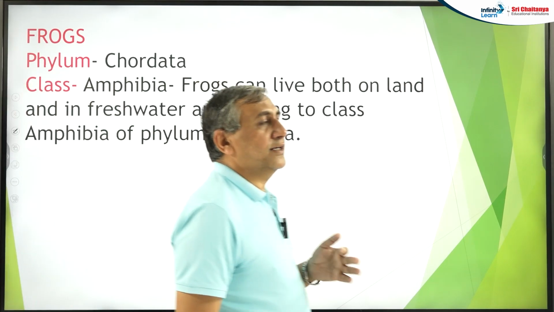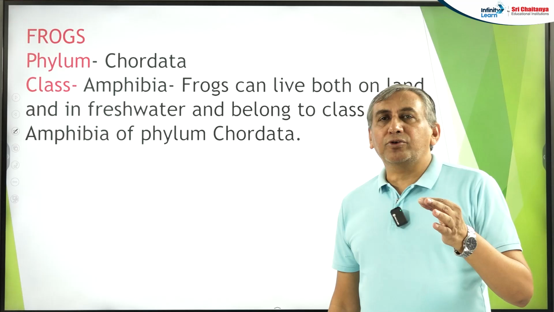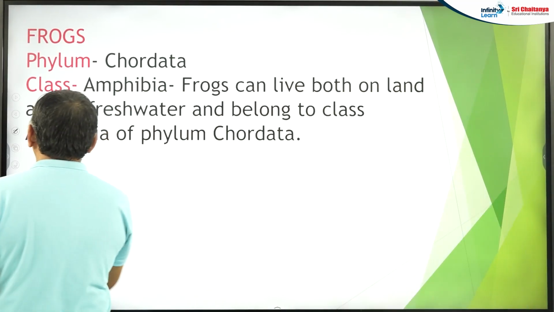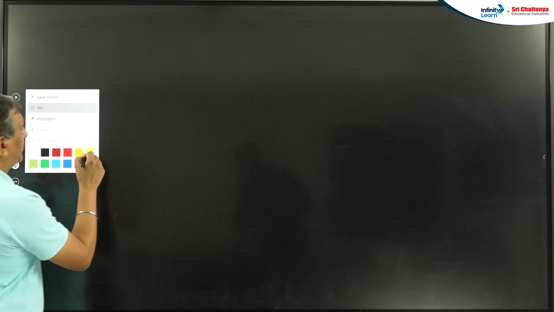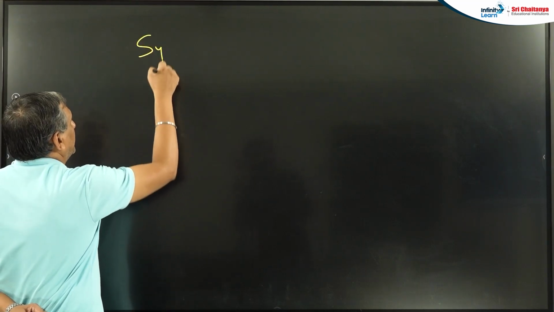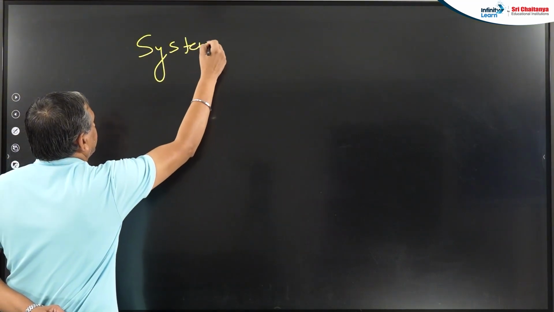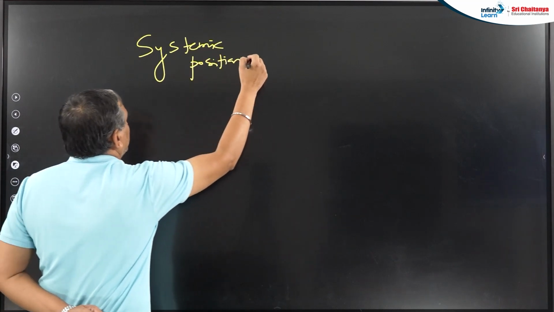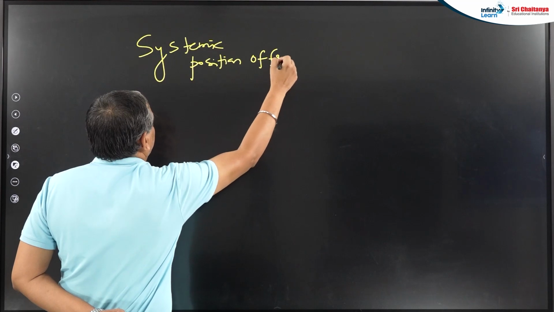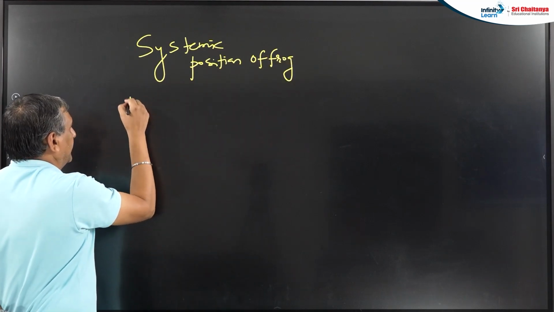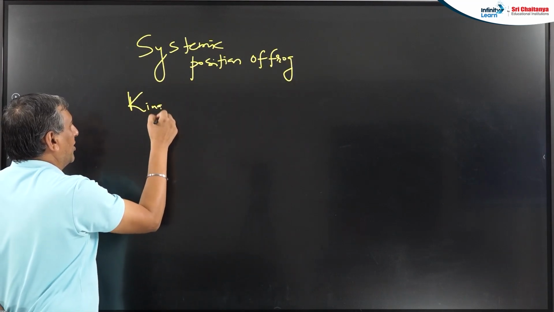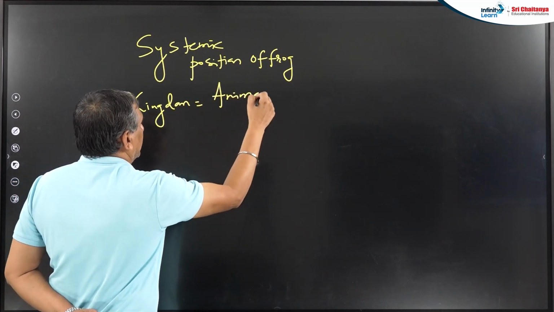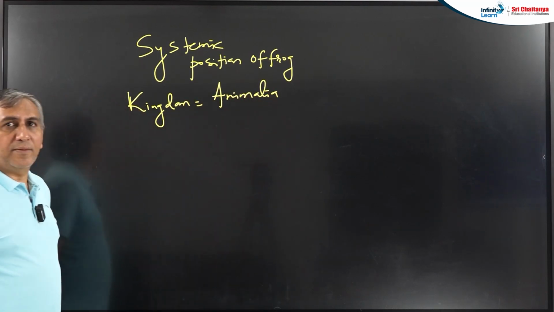It is already known to us what the systemic position of the frog is. How will I write the systemic position of the frog? I will write it in a sequential way. What is the kingdom? I am teaching zoology, so naturally the kingdom is Animalia.